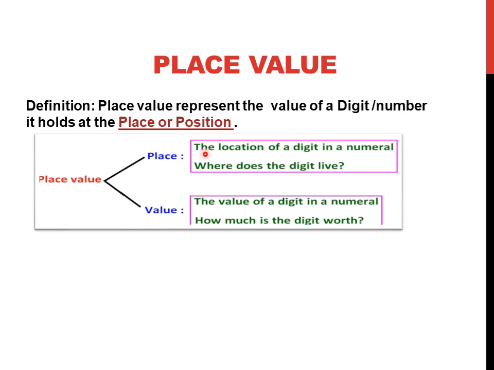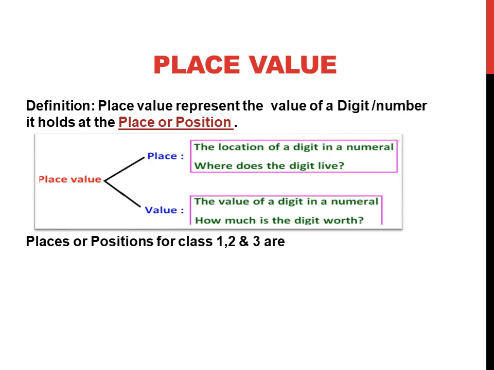So what does the place tell us? Place tells us the location of the digit, whereas value tells us the worth of the digit. So place tells us the location of the digit, value tells us the worth of the digit. By hearing this you may have a doubt: what are the places or positions?